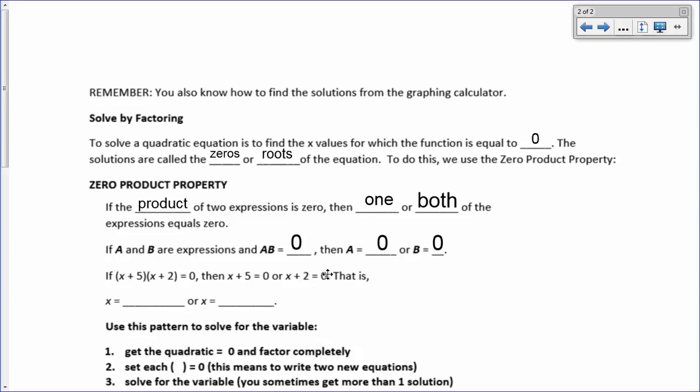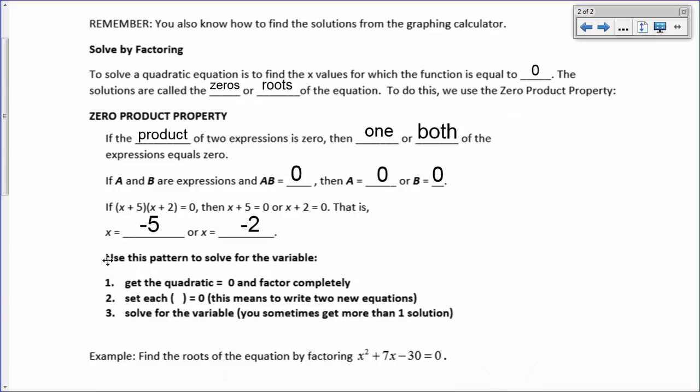So, knowing that, we just solve to find out what x would be in order to make this true. So we just get x by itself. We subtract 5 from both sides. Ignore that for a second. We subtract 2 from both sides. So that means x would either have to be negative 5 or it would have to be negative 2 to make this true. Okay, so those would be our two solutions.